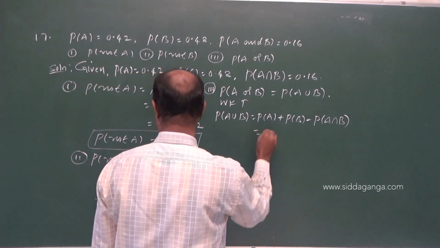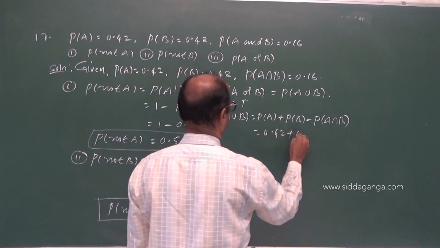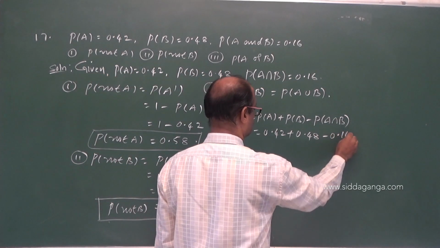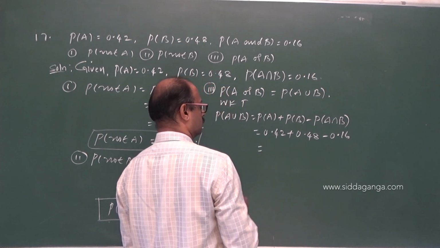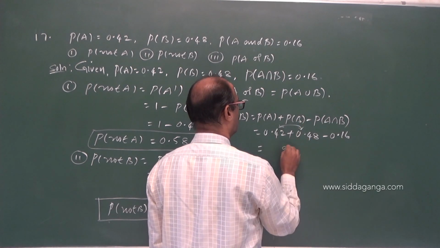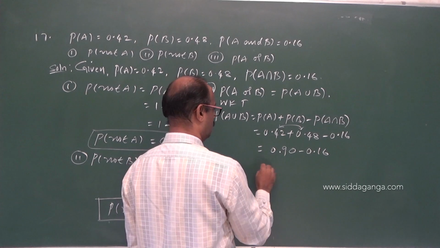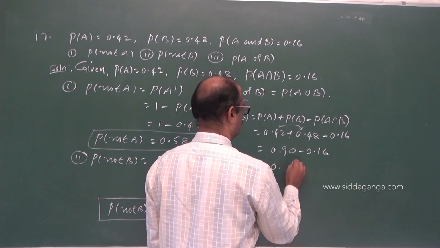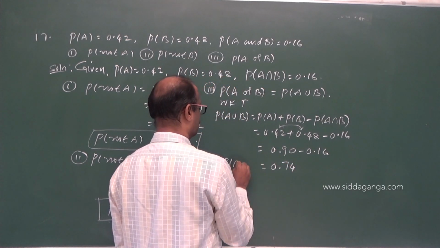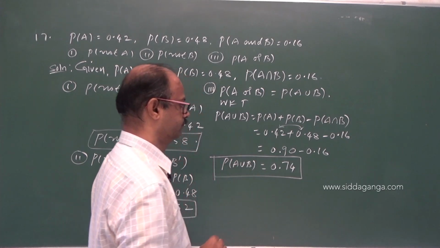Now substitute P of A, they have given it as 0.42, plus 0.48, minus the intersection, 0.16. So you add these two: 0.42 plus 0.48 is 0.90, minus 0.16, which is equal to 0.74. That is P of A union B is equal to 0.74, like this.